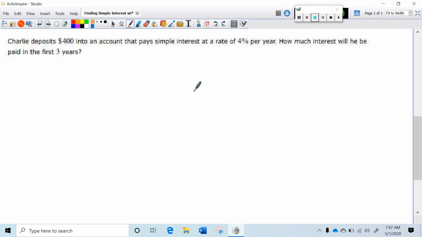Charlie deposits $400 into an account that pays simple interest at a rate of 4%. Ignore the percent sign for now. How much interest will he be paid in the first 3 years? Okay, the numbers without the zeros. 4 times 4 times 3.